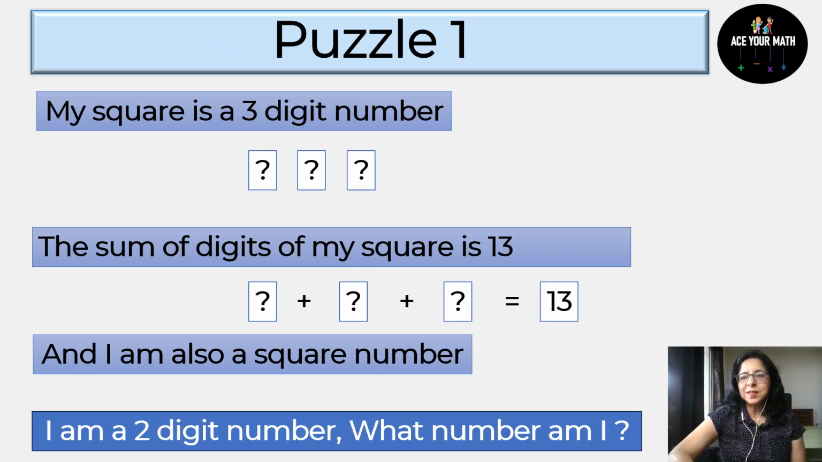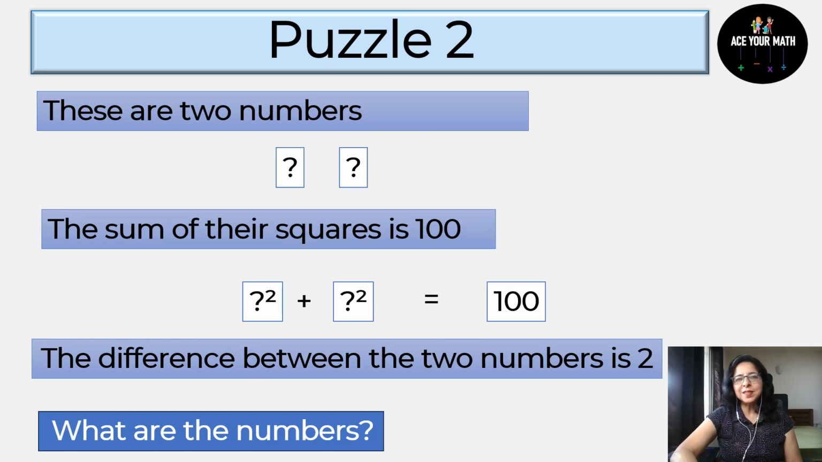You can try this puzzle to revise your square numbers. My square is a 3-digit number. The sum of the digits of my square is 13, and I'm also a square number. I'm a 2-digit number. What number am I? It means the number which you have to guess is also a square number and it's a 2-digit number. So just try this puzzle. It's very interesting.